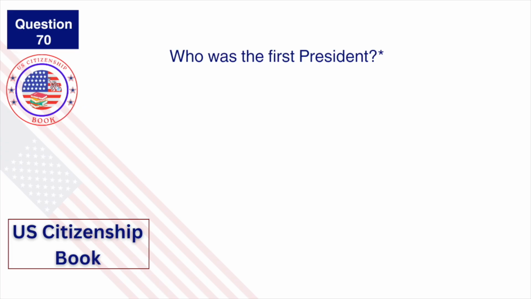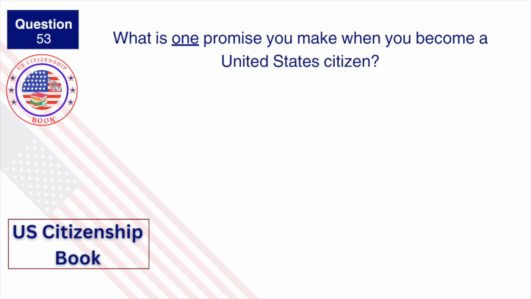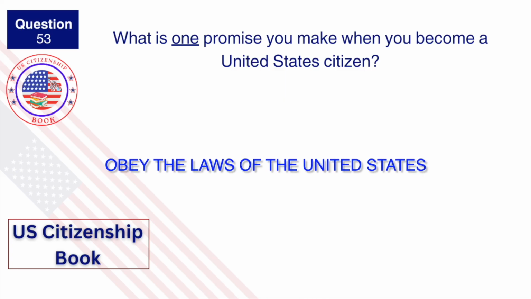Who was the first president? George Washington. What is one promise you make when you become a United States citizen? Obey the laws of the United States.